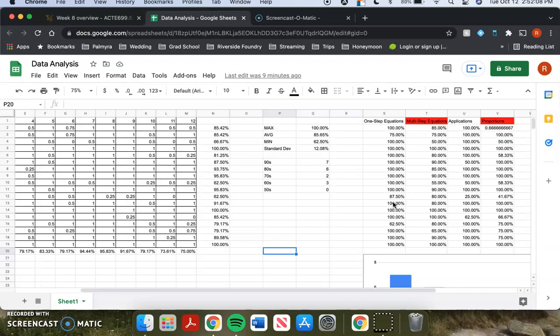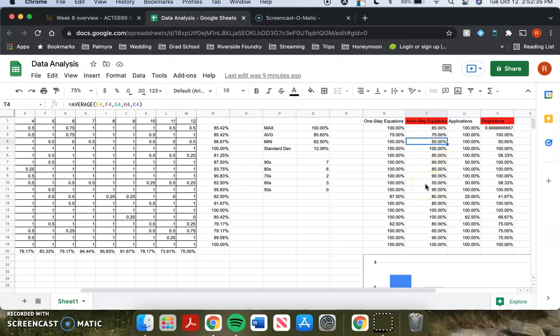But I do believe that with most of the students having a strong background in one-step equations, two-step equations, and then even three-step equations, it made it easier to solve as long as they followed some of the steps. So the reason I flagged this is because I had a couple of students. One was 65%, one was 55%, and even 50%.